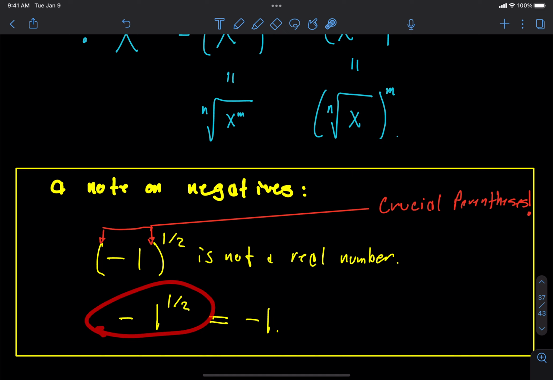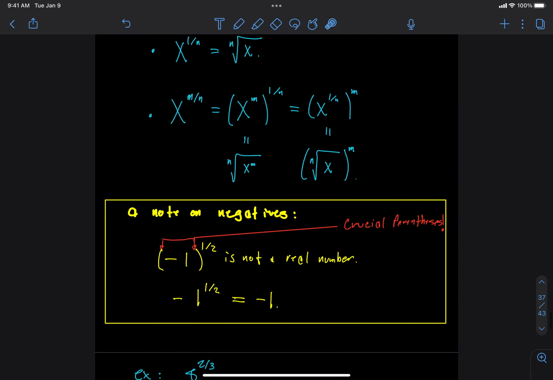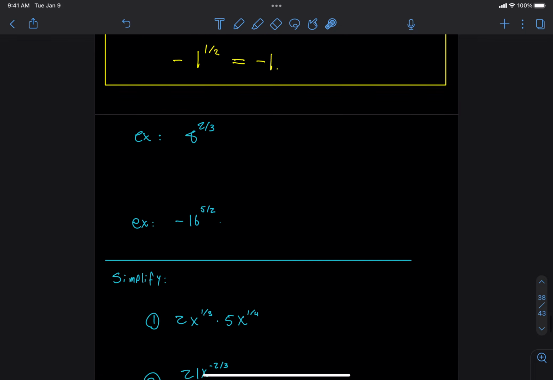Because if you write something like this, sometimes students will rewrite this thing here like this thing, and then they get confused and forget to basically take that negative into account. Okay, so that's negatives. So let's see some quick examples.